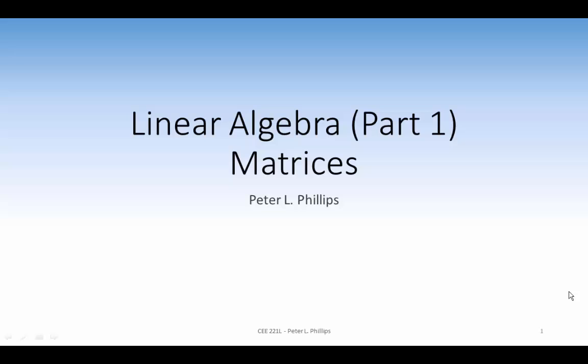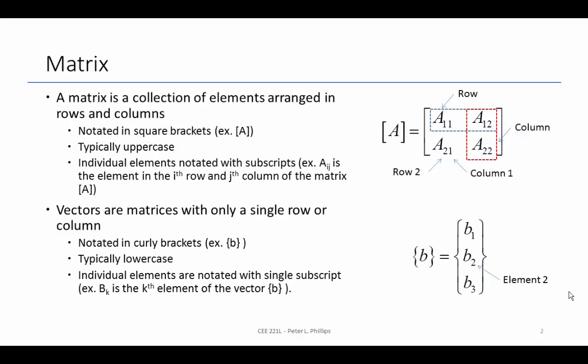So we'll start our introduction to linear algebra here by introducing you guys to the concept of matrices and vectors. A matrix is just a collection of elements arranged in rows and columns. The rows are horizontal and the columns are vertical. A matrix is typically notated in square brackets and they're typically uppercase.